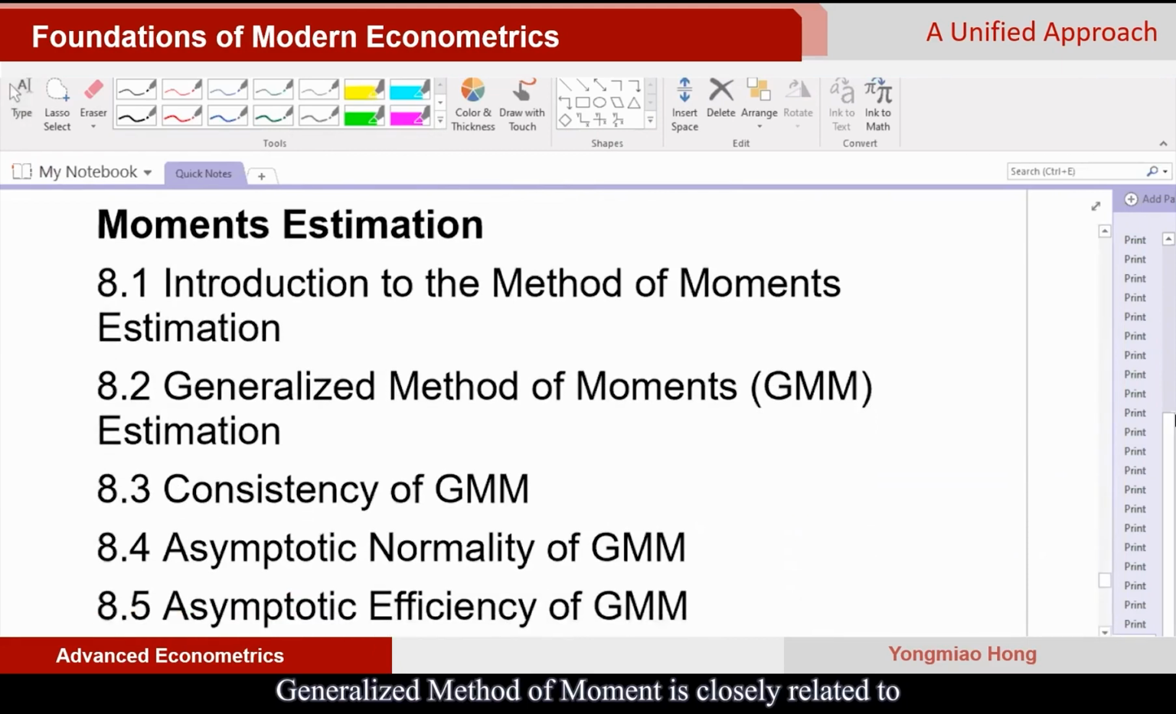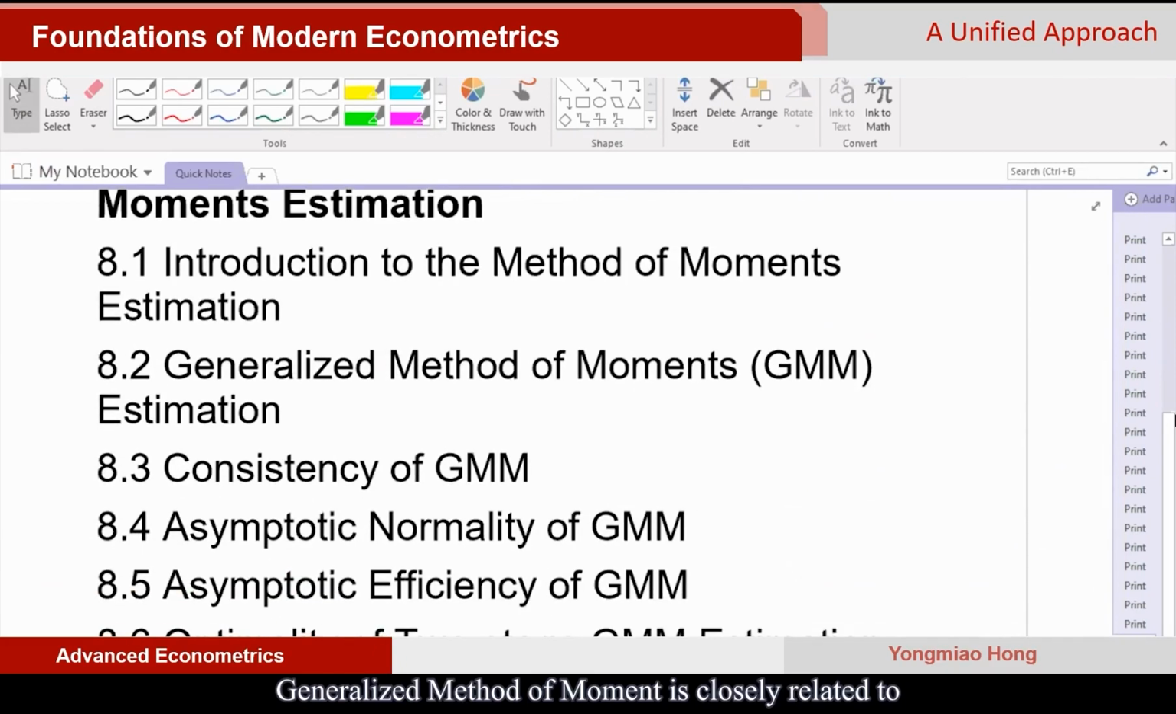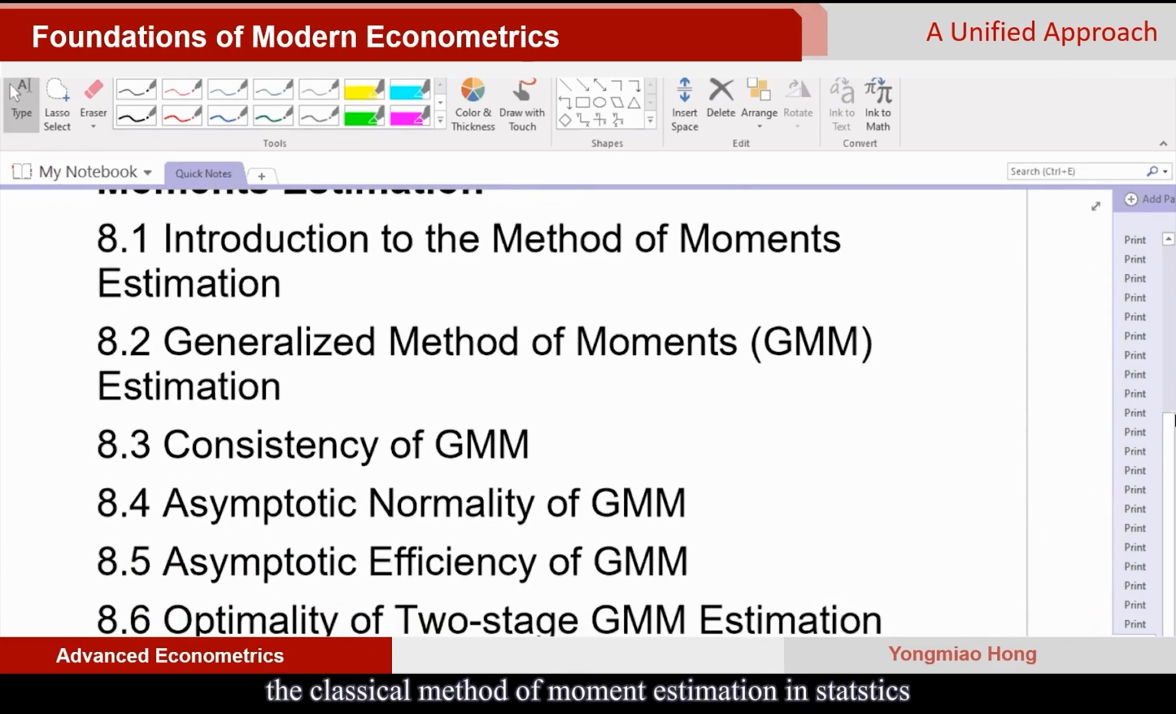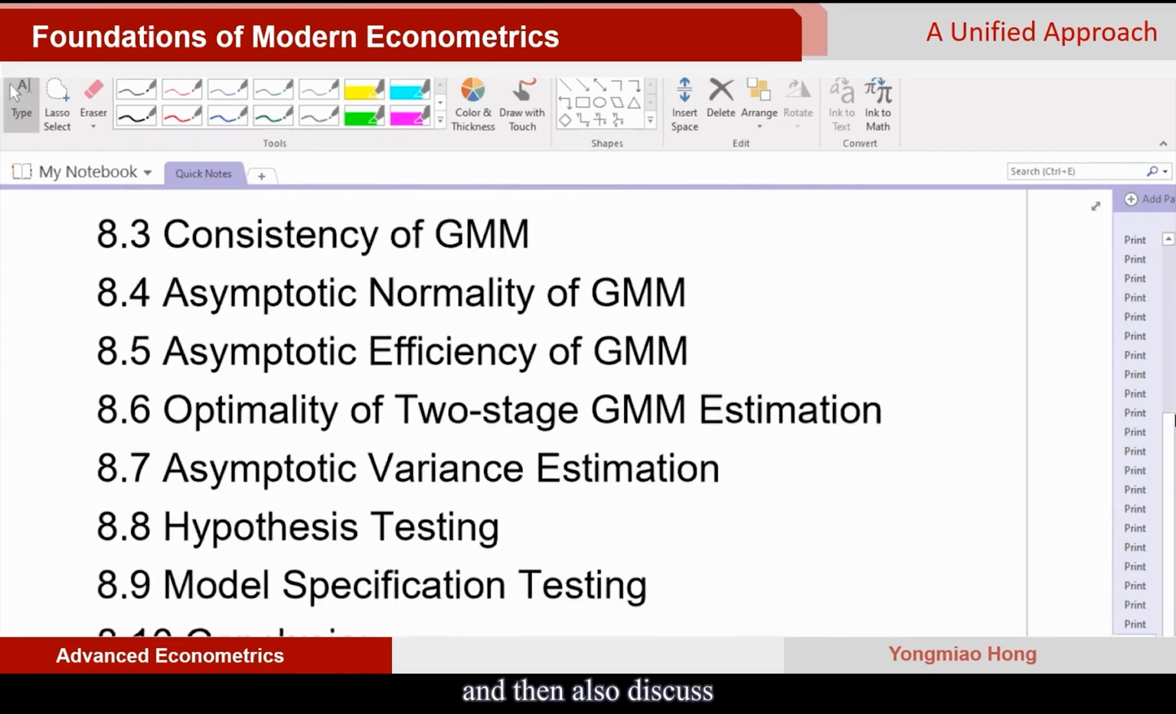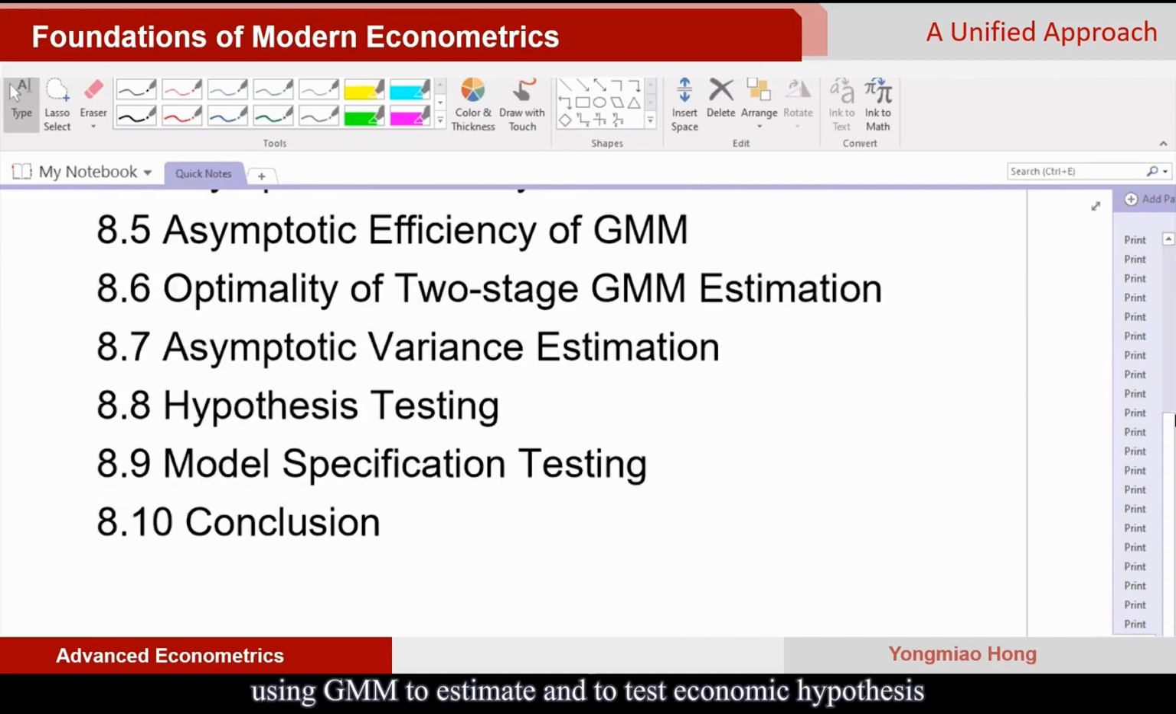Generalized method of moments is closely related to the classical method of moments estimation in statistics, right? But it was invented by econometricians. And we are going to develop the theory of GMM, and then also discuss using GMM to estimate and to test economic hypotheses.